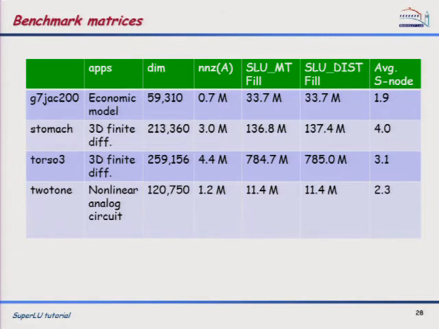Dimensions of the matrix from 59,000 up to 120,000. And the number of non-zeros here in the matrices. And you can see the fill-in, right? The fill-in in the multi-threaded and the distributed version. And you can see this is the average of the supernode, how many rows and columns you have per supernode. But what's important is, as I mentioned, this is the number of original non-zeros. You can see how many more non-zeros are introduced during the factorization.